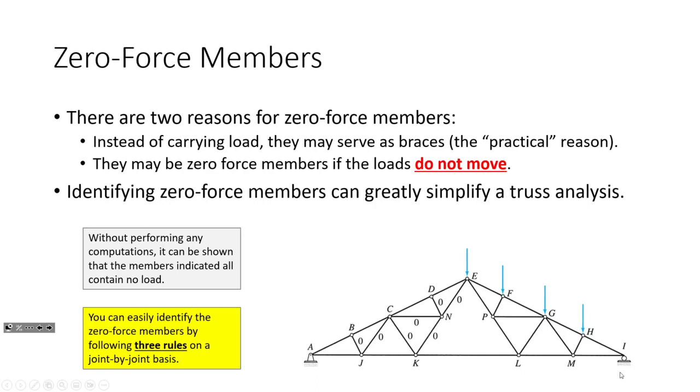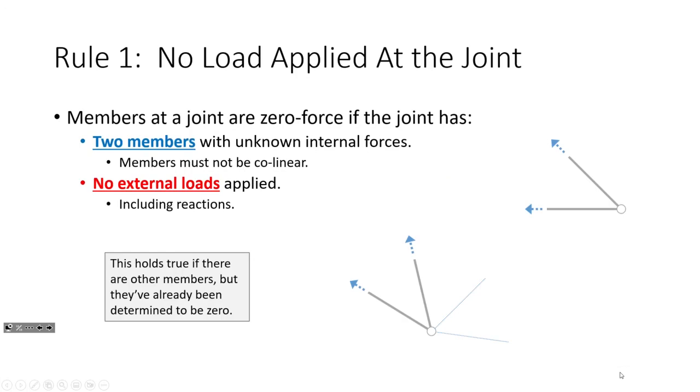Now, I'm sure some of you are looking at me like, how'd you do that? Beyond just pulling an image from the book that happened to have the zeros already printed on it. There are three rules that you can follow on a joint-by-joint basis to identify zero force members. Technically, there are two, but I've taken one of them and sort of split it up into two rules because I think it's easier to follow. But I want you to go along with me on this. So let's talk about rule number one.